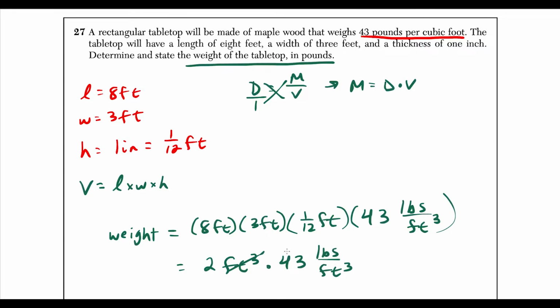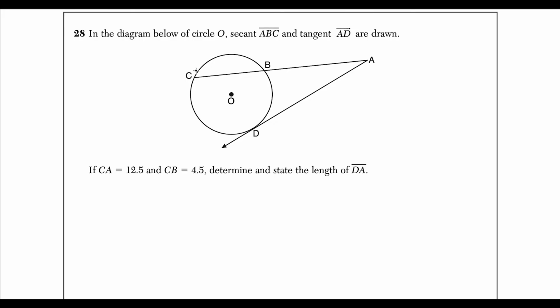And now notice cubic feet over cubic feet cancel, and we're just doing 2 times 43 is 86. So this tabletop is going to weigh 86 pounds. This is our solution to question 27. For question 28, we have to know some tangent secant theorems here. So we have this segment here, CA, this entire thing, is 12.5 units long. CB, this part, is 4.5 units long. And we want to determine and state the length of DA, which is a tangent segment here.